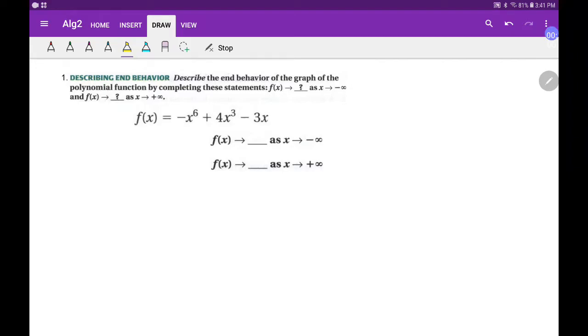We need to understand what this means here. Describe the end behavior of the graph of the polynomial function by completing these statements.